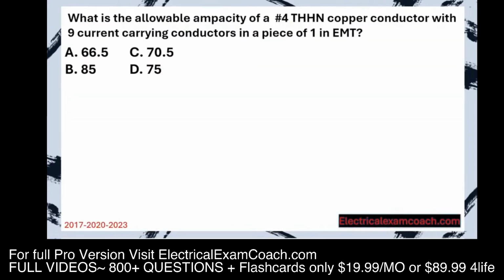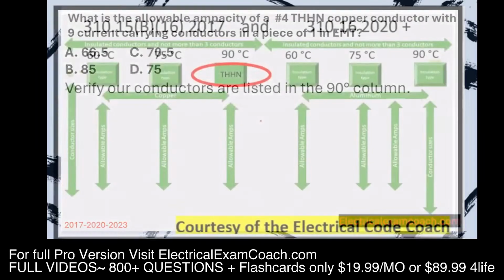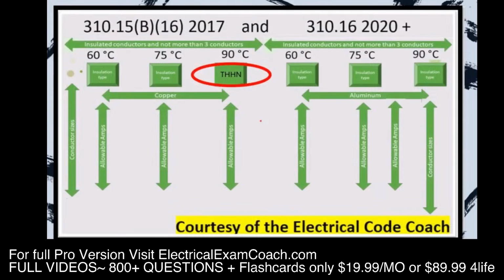What is the allowable ampacity of a number 4 copper conductor with 9 current carrying conductors in a piece of 1-inch EMT? Step 1, we're going to verify that our conductors are listed in the 90° C column. We head to our primary ampacity table on the copper side, and we make sure that THHN is listed. If it's not listed there, for the purpose of exam prep, I just want you to go to whatever column that it is listed in and do the math.